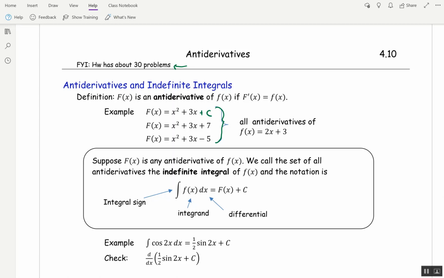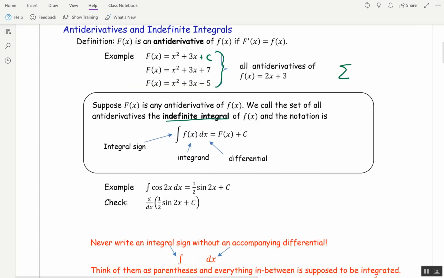So we have a name for the set of all antiderivatives, and we call it the indefinite integral. It's the set of all antiderivatives of little f. The notation is this squiggly sign, called an integral sign. So the integral of little f of x dx, where dx is called the differential, tells you what variable you're integrating with respect to. And that's equal to big F of x plus c, where big F is any single antiderivative.